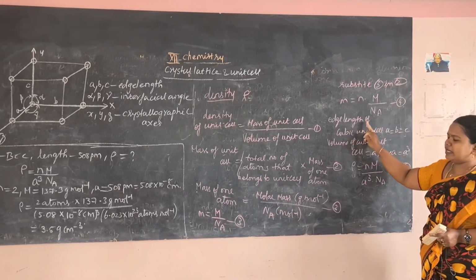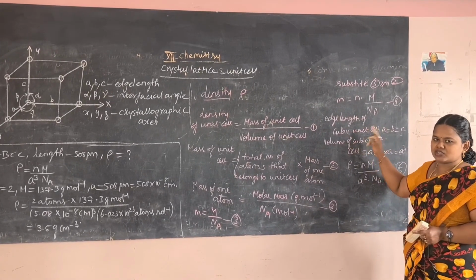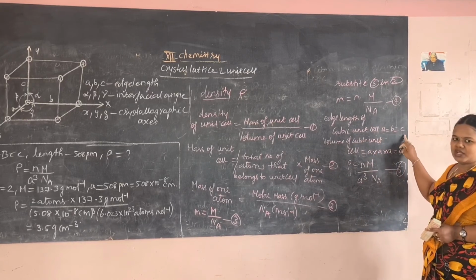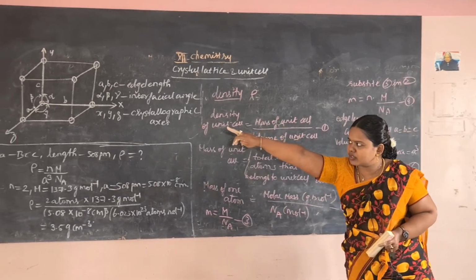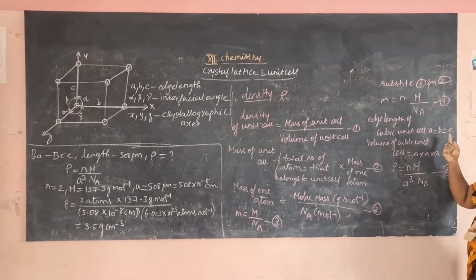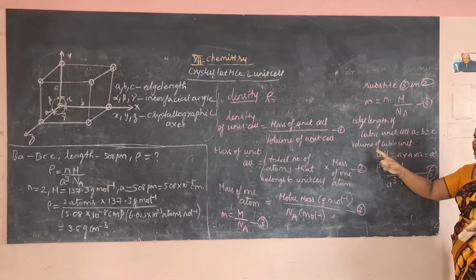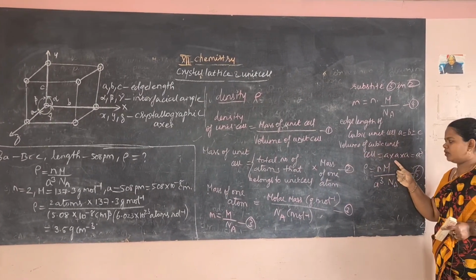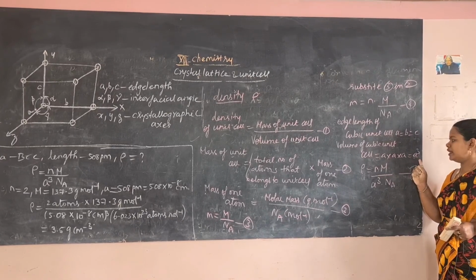And we know the edge length of a cubic unit cell, already I told that A equal to B equal to C. What is the edge length? You can look at the cube. A equal to B equal to C for a cubic unit cell, and the volume of the cubic unit cell will be equal to A into A into A, that is A cube.